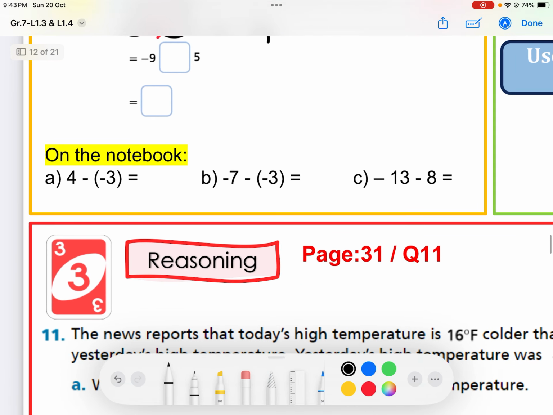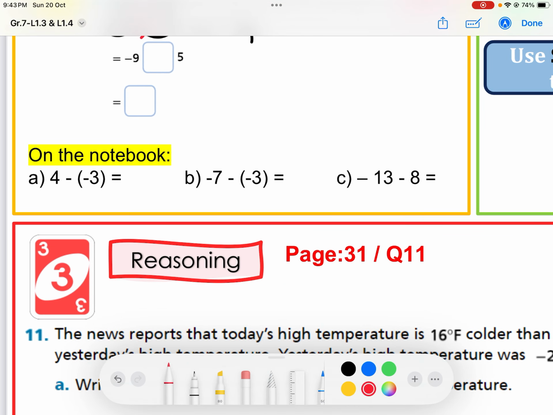Okay, next. Let's do this one. I got minus and minus. What do I do? Turn them into add. Apply the SADS. Positive and positive. 4 plus 3, that's a 7.